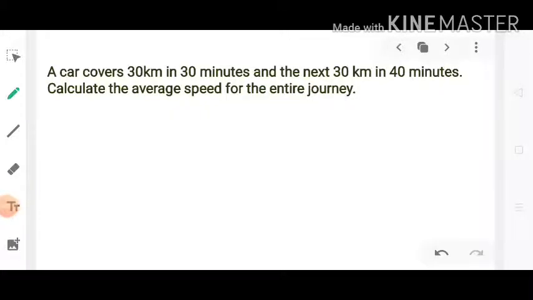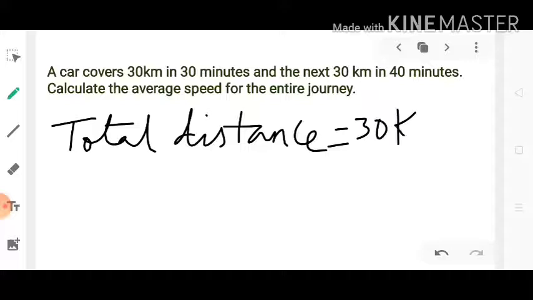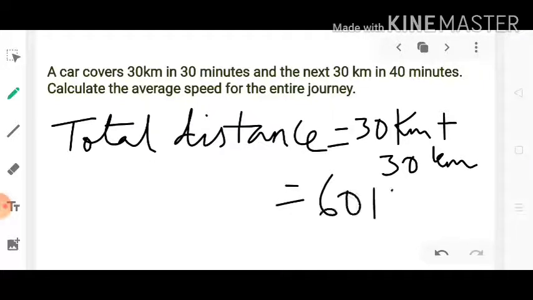Question number 2. A car covers 30 km in 30 minutes and the next 30 km in 40 minutes. Calculate the average speed for the entire journey. Let's find out total distance. Total distance is 30 km plus 30 km. So that will give you total distance equal to 60 km.